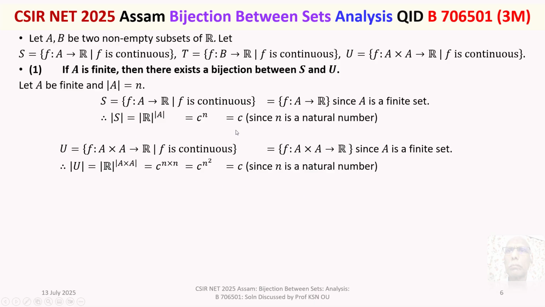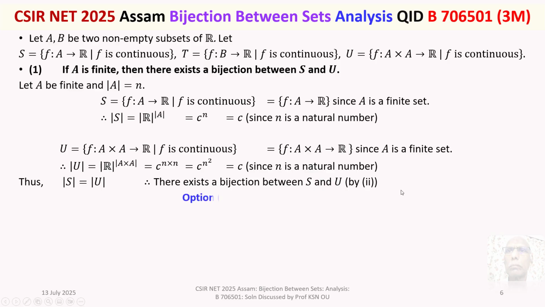So, what did we see? Cardinality of S is C. Cardinality of U is C. They have the same cardinality. Therefore, there is a bijection. Thus, cardinality of S is equal to cardinality of U. Therefore, there exists a bijection between S and U. We have seen, that is the result what we have recalled. Thus, option 1 is true.